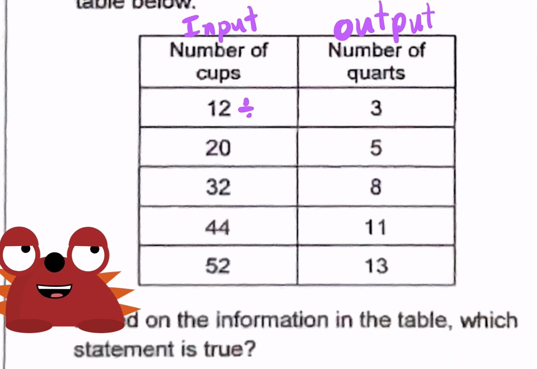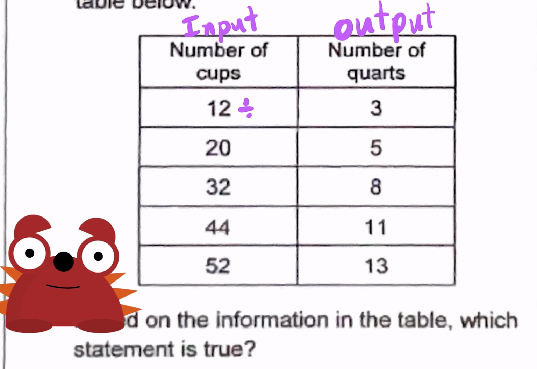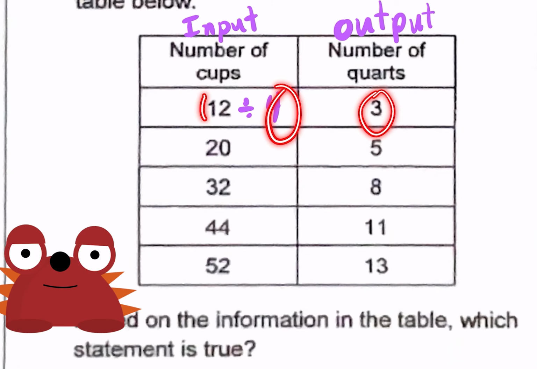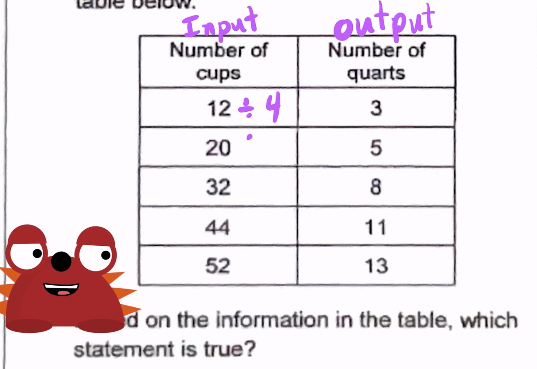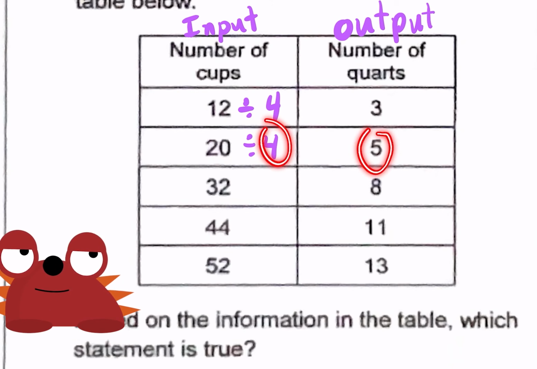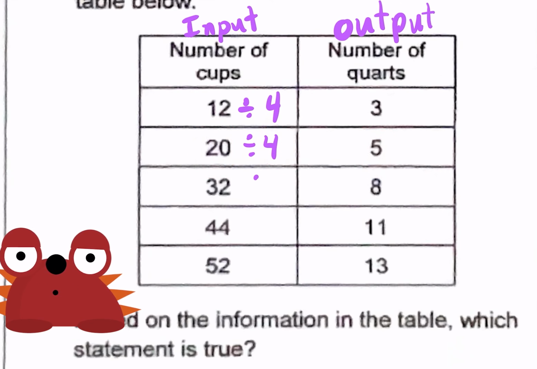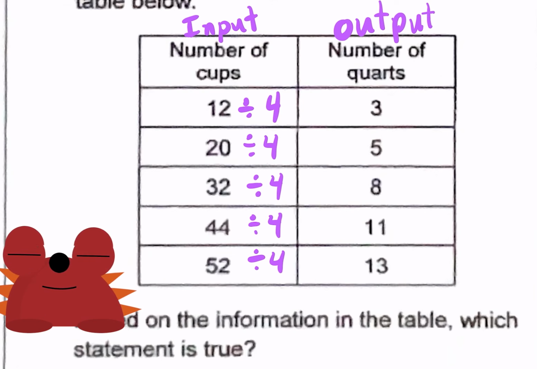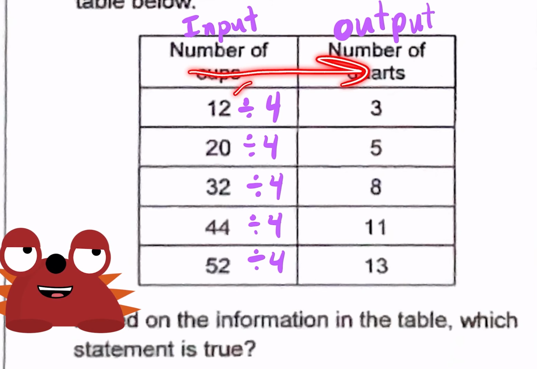12 divided by something is going to give me 3. Can you think of what that something can be? If you said 4, that is correct, because 3 times 4 gives you 12. So 20 divided by 4 is going to give you 5, because 5 times 4 is 20. So we know that the rule is to divide by 4. Remember, every time you're going from input to output, you're dividing by 4.